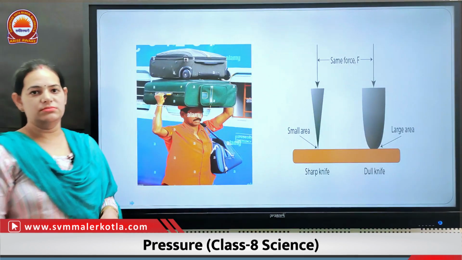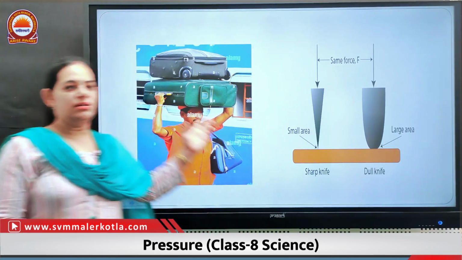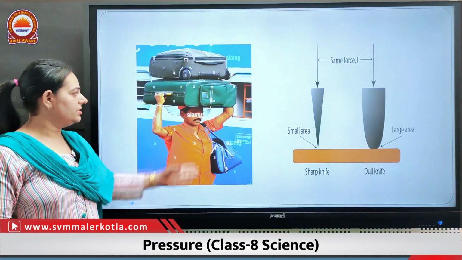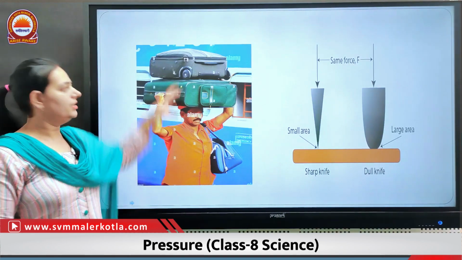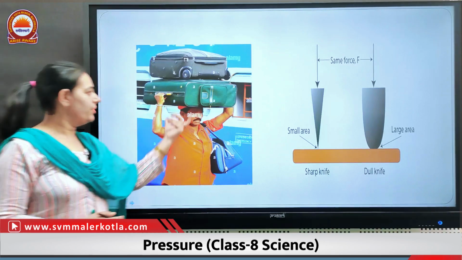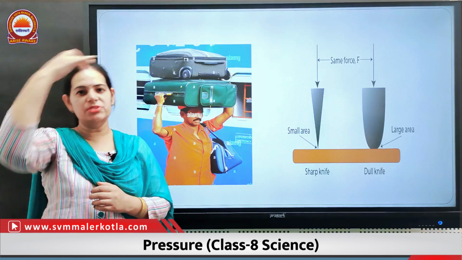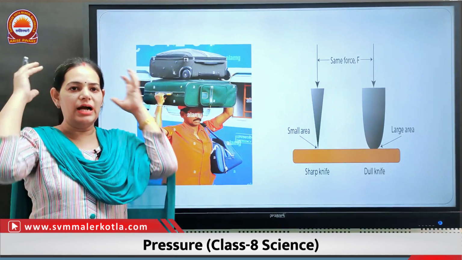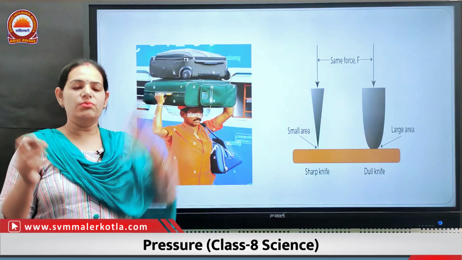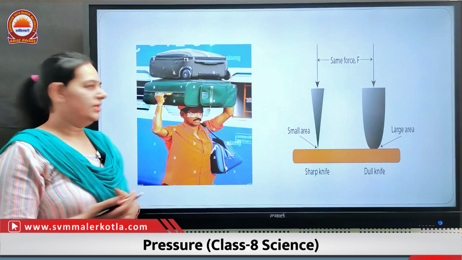Here is the picture. Here we can see the pressure applied on a surface area. You can see the picture of the potter. This potter is carrying a load, and before carrying the load, the potter places one thick, rounded piece of cloth on their head, and that piece of cloth helps to increase the area on the head, which helps to carry the load easily.